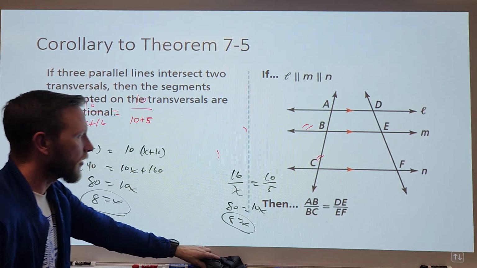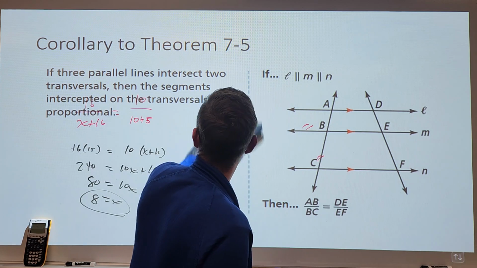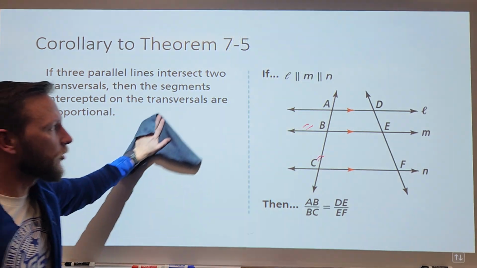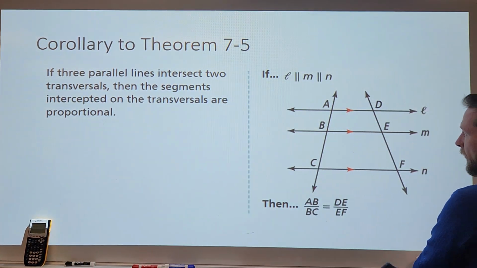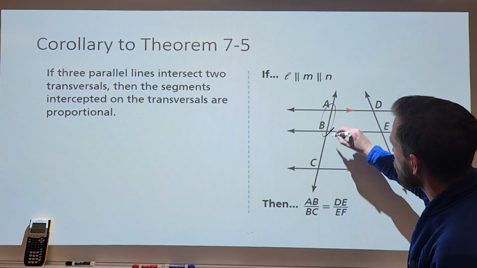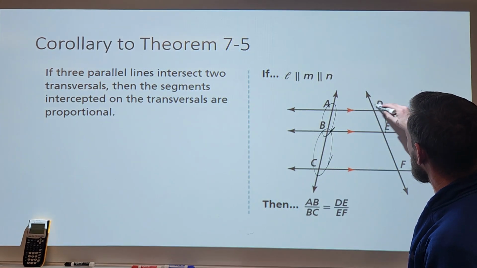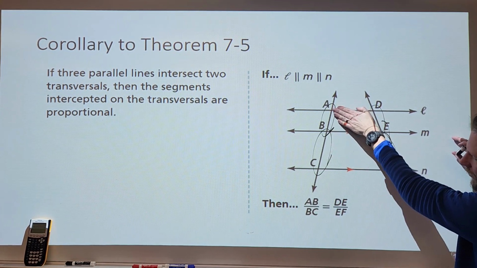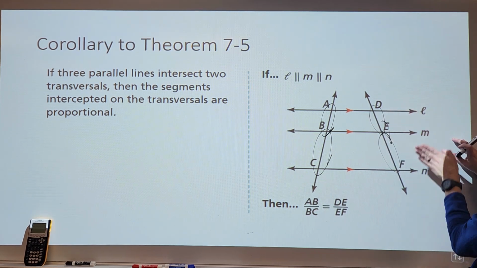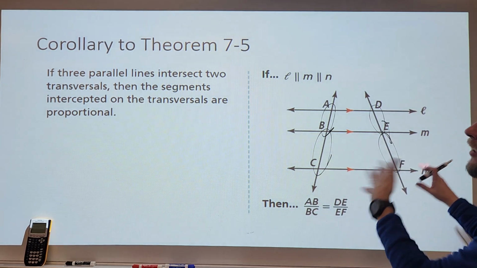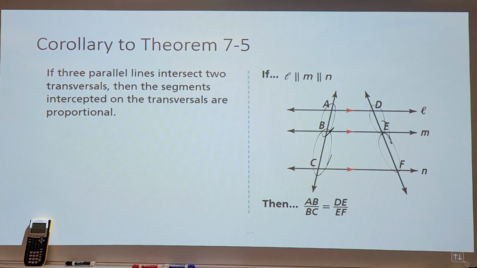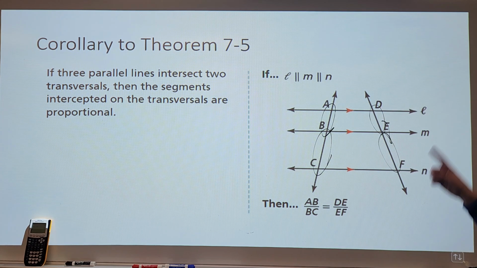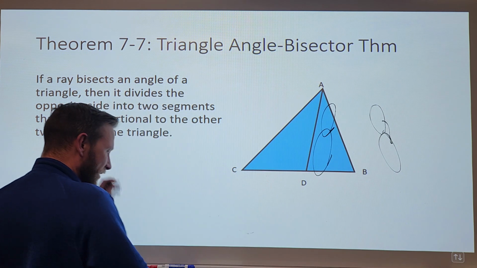All right, corollary: if we have multiple segments drawn parallel to each other through a series of transversals, then all of the parts are proportional. This will be proportional to that, just like this one will be proportional to that. So AB over BC is going to equal DE over EF. So basically, if three parallel lines or more intersect two transversals, then the segments that they cut off are proportional to each other.